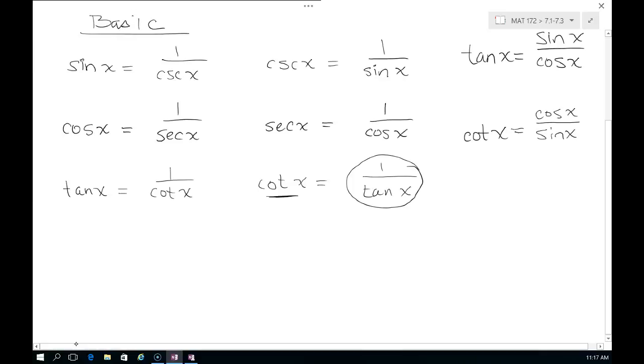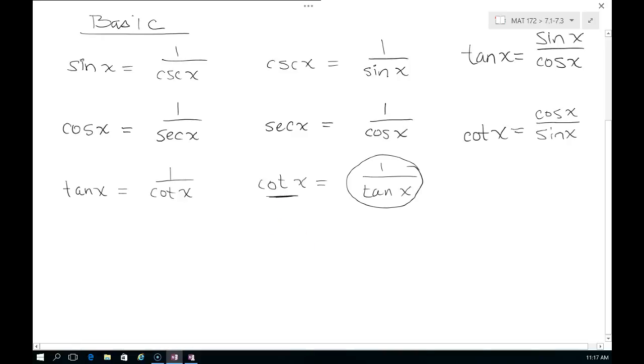So these are just some basic identities that most likely you are already familiar with. There are a few other basic identities listed right at the beginning of 7.1, and they are some negative angle identities. And I'm going to show you why these are true with an example on the unit circle.